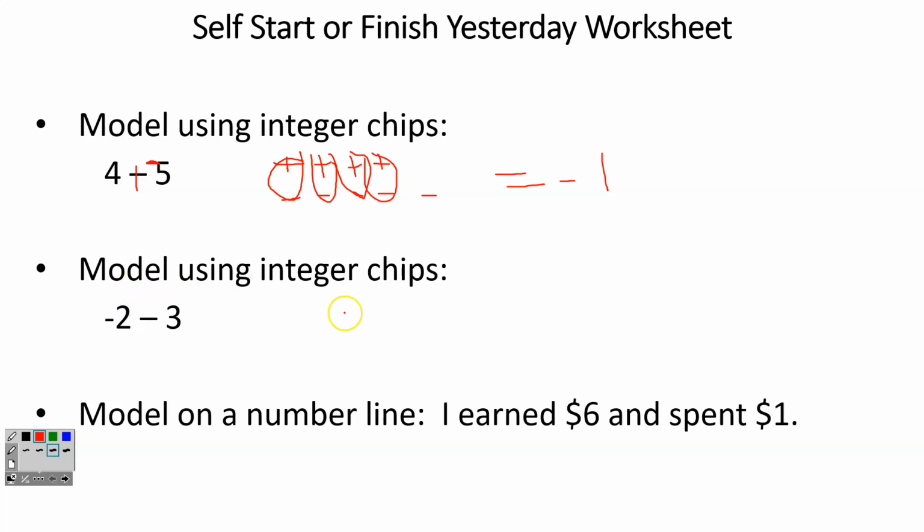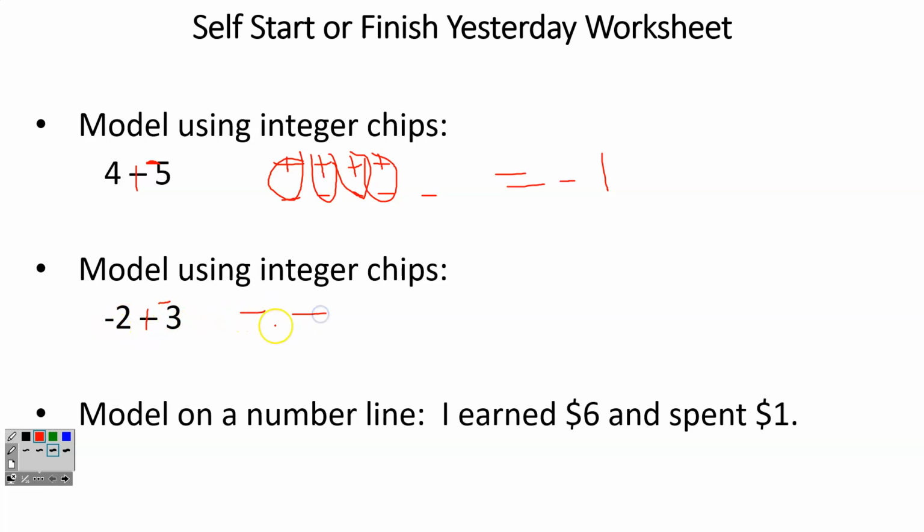Second question says model using integer chips, so we're going to do kind of the same model that we did up here. So first thing I'm going to do is see this problem, say negative 2 minus 3. So it is a subtraction problem. So we need to remember to use our superpower. But because we use our superpower, there's always that consequence that follows. So that 3 has to go from a positive to a negative. So now I have a problem that says negative 2 plus a negative 3.